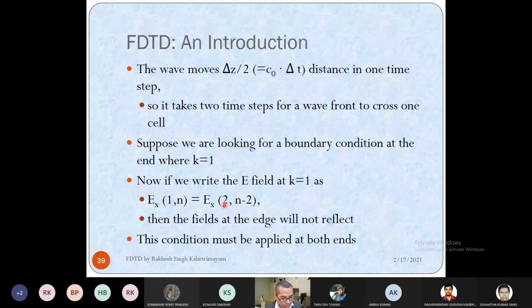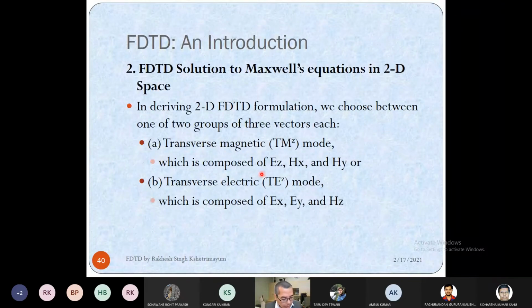You can do it similarly for k equal to capital N also. We'll do some simulation and see, when I put this condition in the program, that there is no reflection at the boundary. Later on, after I finish this lecture. Okay, so 1D FDTD is done. So we'll go to the 2D FDTD.